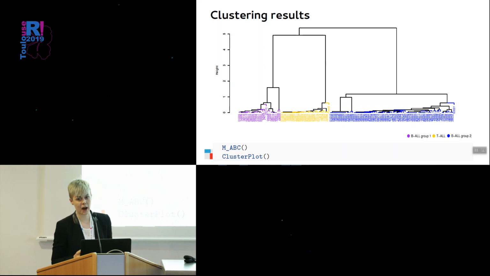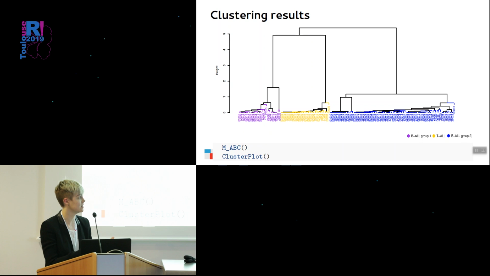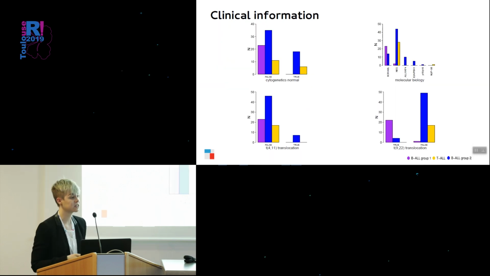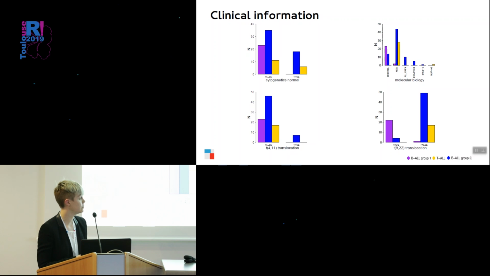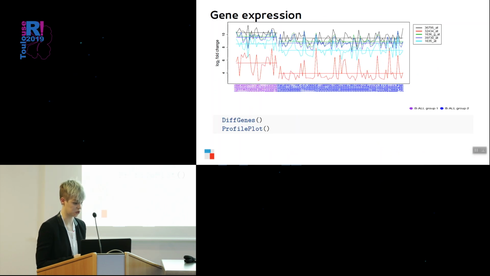Now, of course, the question is, why did MABC do this? What's the reasoning behind splitting up the B in 2 different B subgroups? And we can see that if we look at the clinical data, this subgroup of B group 1 is quite specific. So the cytogenetics cannot be normal. There cannot be a t(4;11) translocation, and there must be a t(9;22) translocation. So it is really a specific group of B-type leukemia that the MABC has found. And also in gene expression, we can see a difference between the 2 B types in our data.